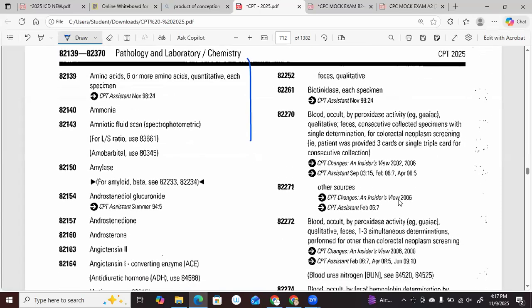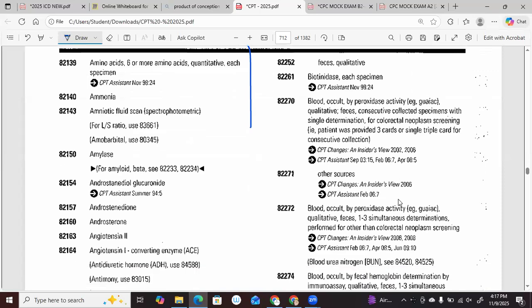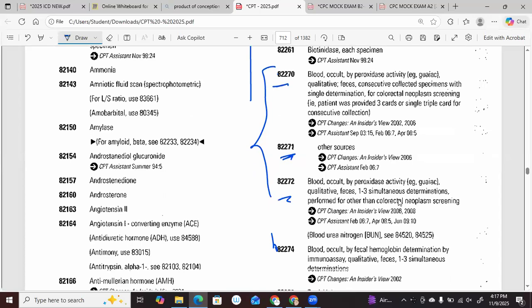Next, we have a question here. We have to focus on these four codes: 82270, 71, 72, and 74. We had this question in the previous CPC exam. The difference between 82270, 71, 72, and 74 is based on the screening. If the doctor is checking the patient's blood occult for a colorectal neoplasm screening, then we have to use 82270.